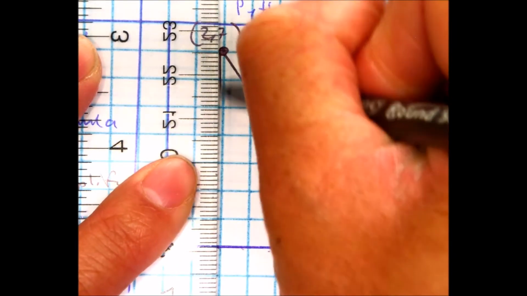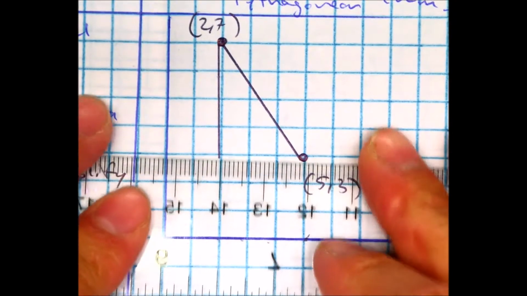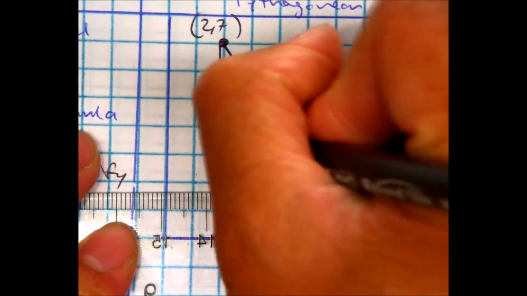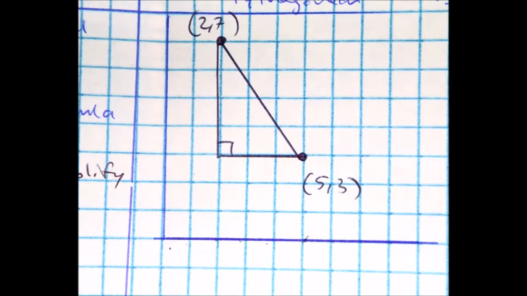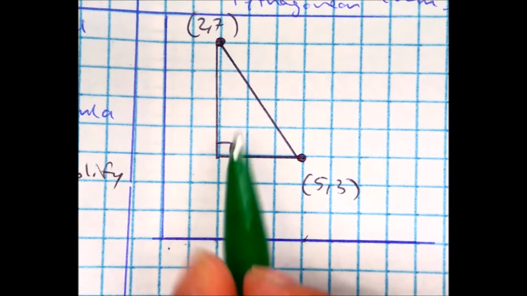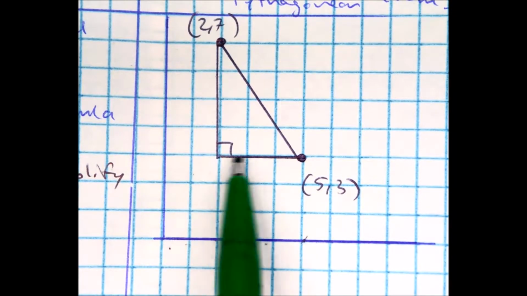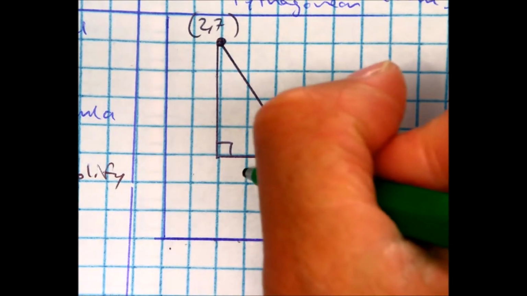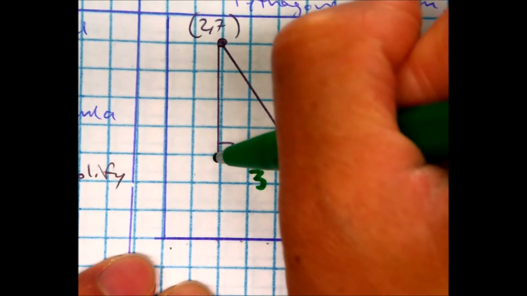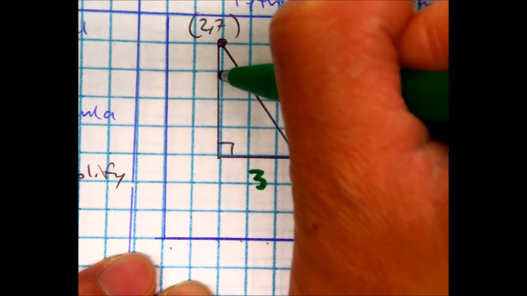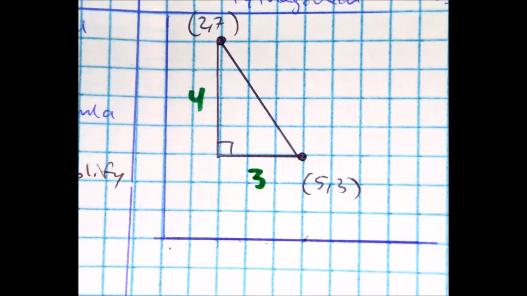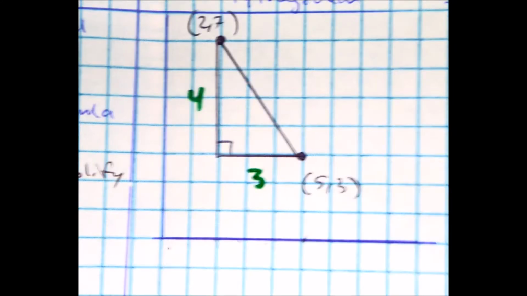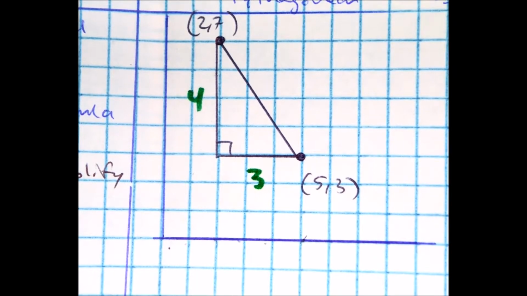So I'm going to go down and I go across. Everyone say count. We're going to count the side lengths that are not diagonal. Count with me. Ready, set, go. 1, 2, 3. What's the length of that side? 3. Count with me. Ready, set, go. 1, 2, 3, 4. Partner A, tell partner B the Pythagorean theorem. Go.